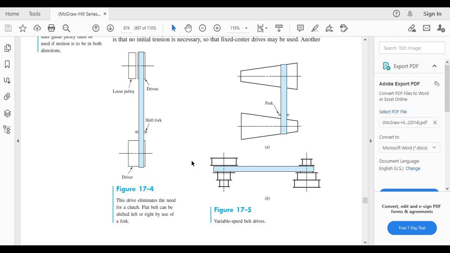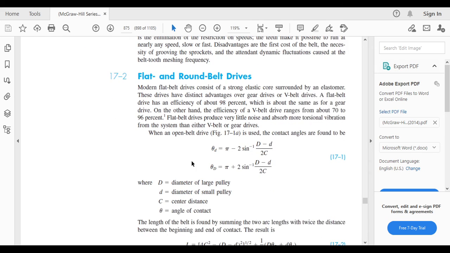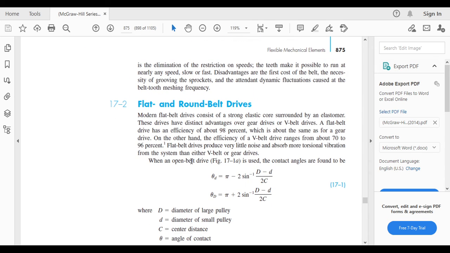Another advantage is the elimination of the restriction of speed. This makes it possible to run at nearly any speed, slow or fast. The disadvantages are the cost of the belt, the necessity of grooving of the sprocket, and attendant dynamic fluctuation caused by the belt tooth meshing frequency.